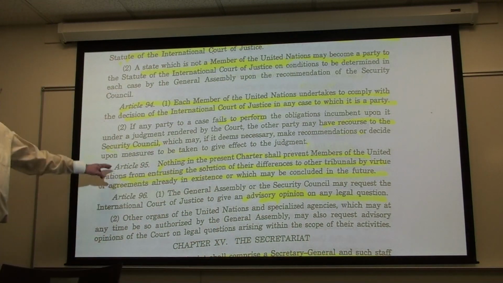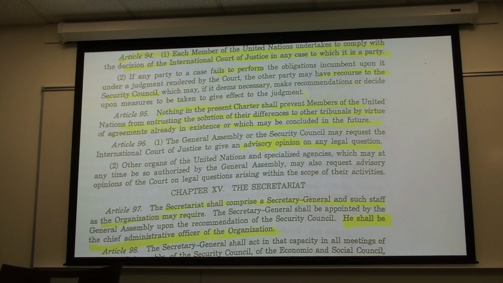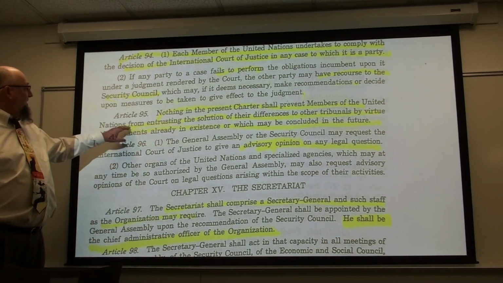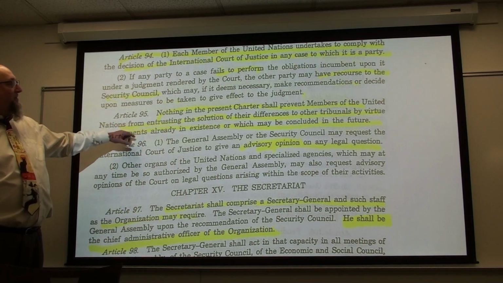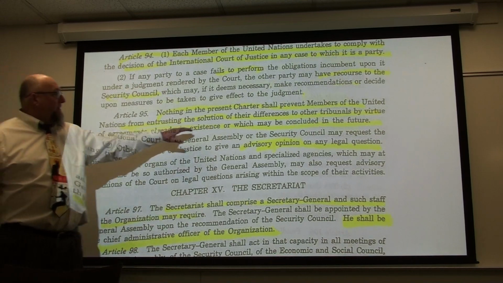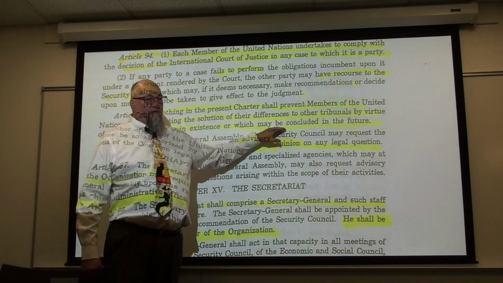Nothing in the present charter, Article 95, nothing in the present charter shall prevent members of the United Nations from entrusting the solution of their differences to other tribunals by virtue of agreements already in existence or which may be concluded in the future.